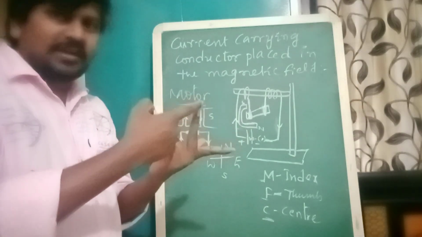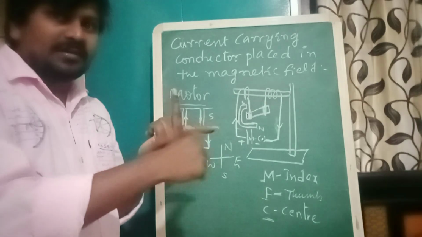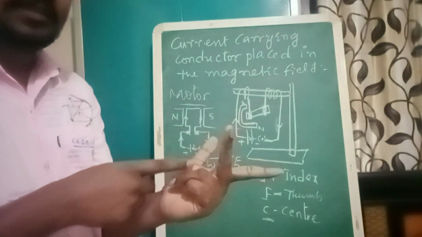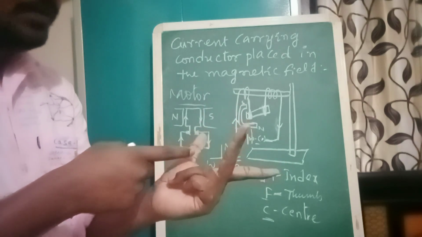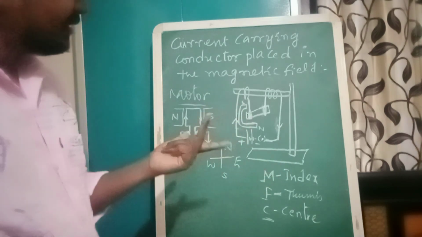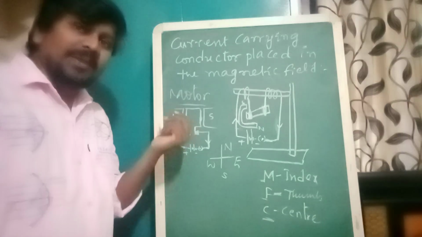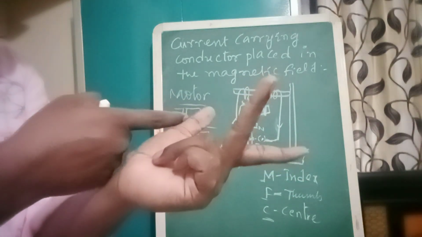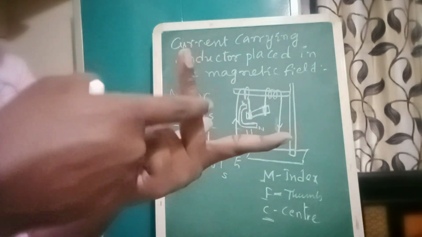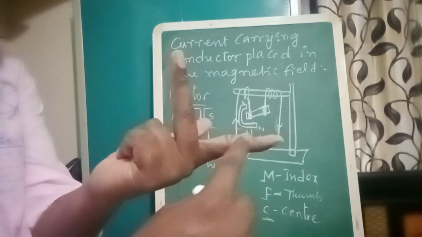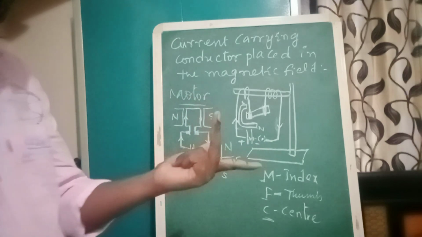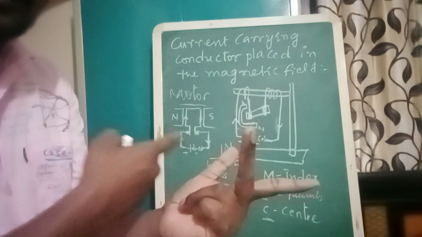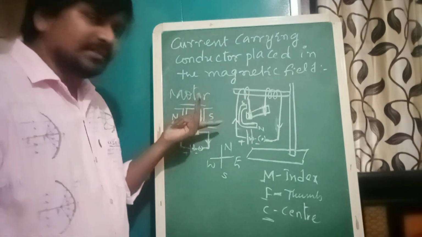So this is the upward direction, this is along the magnetic field, and the thumb, which direction is it showing? Towards the inward direction. So at the North Pole it will be inward. Here the central finger is in the upward direction, the index finger is along the magnetic field direction, and the thumb represents inwards.